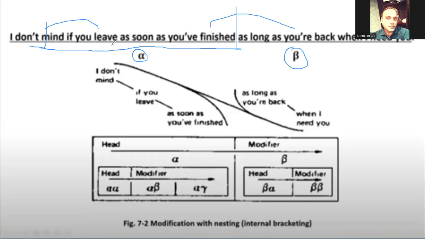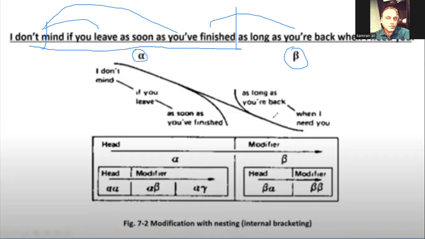So in this dominant clause, we can see that we do have a dependent clause as well, and that is if you leave as soon as you have finished. Now this depends on I don't mind. And of course, as long as you are back when I need you, also depends on I don't mind, but it's also somehow depending on if you leave as soon as you have finished, right?